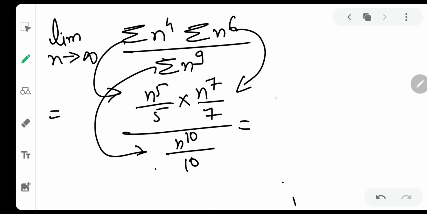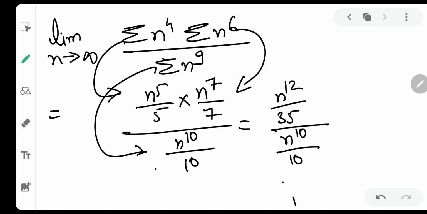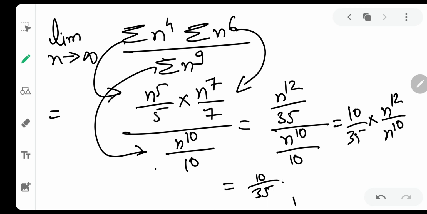So what will be n raised to 12 upon 35 and n raised to 10 upon 10. So basically what happens is 10 by 35 into n raised to 12 by n raised to 10, and this is nothing but 10 by 35 into n square. Now n square means it is approaching infinity, and that is the answer for this.